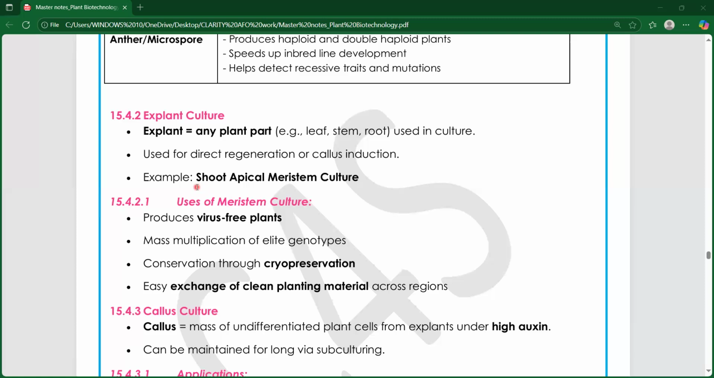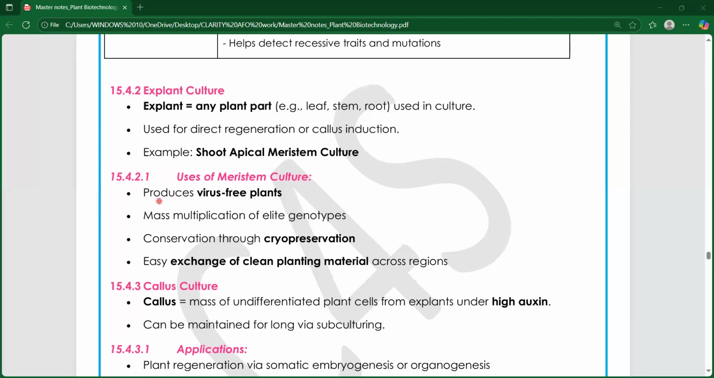A prominent example of this culture is shoot apical meristem culture, in which we generally culture the apical bud or meristematic tissue at the shoot tip. As applications, from this meristem culture we can produce virus free plants, since meristematic tissue is usually virus free. We can also go for mass propagation of desirable plant genotypes, which is called micropropagation. Then there is also exchange of clean planting material across regions or countries without any risk of contamination.